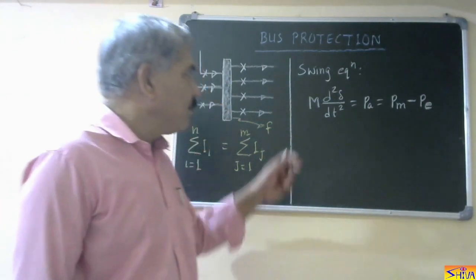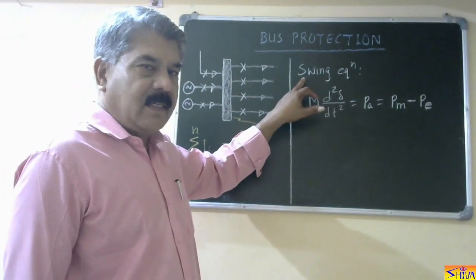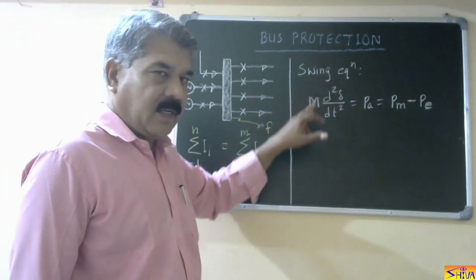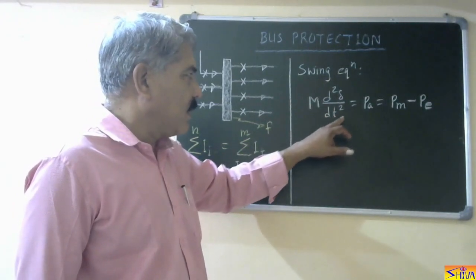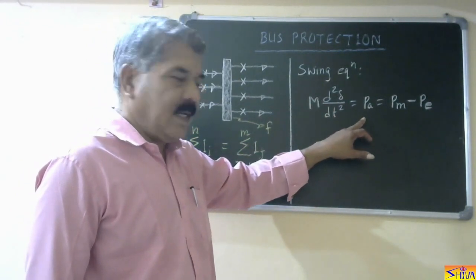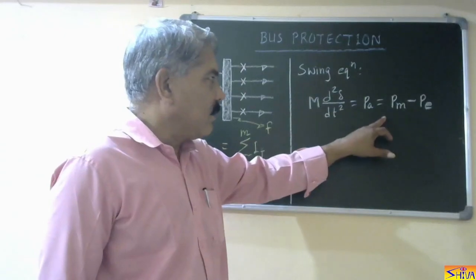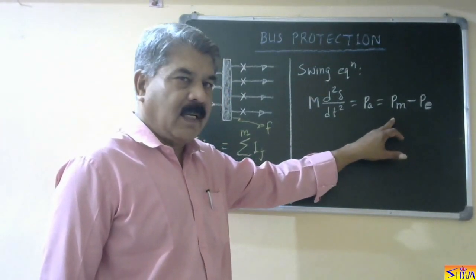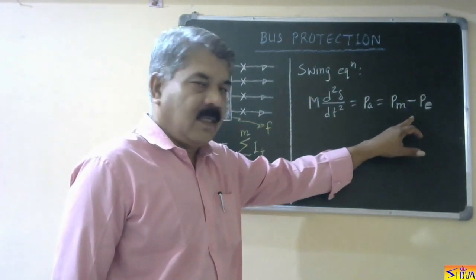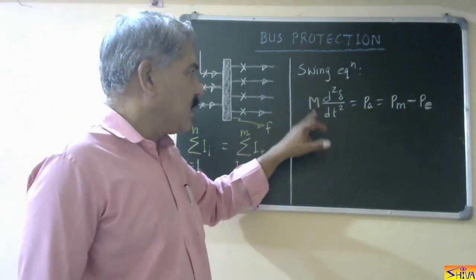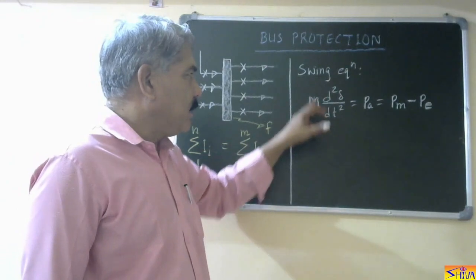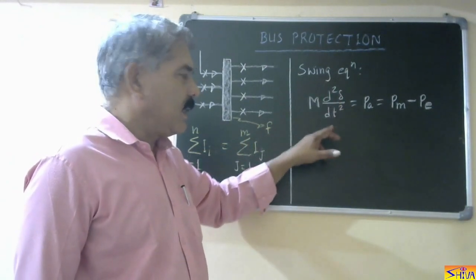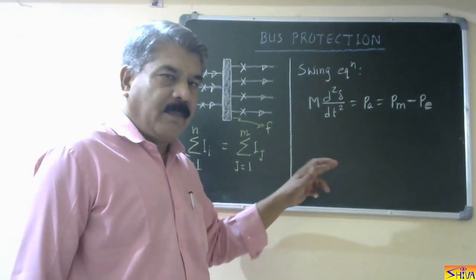The reason is, for transient stability study, we refer to the swing equation. The swing equation is M d2 delta by dt square is equal to the accelerating power. PA is the accelerating power, that is equal to PM minus PE. PM is the mechanical power input and PE is the electrical power output. M is the inertia constant, delta is the power angle. And this d2 delta by dt square represents the swing of the power angle.